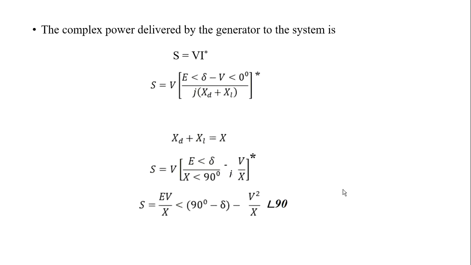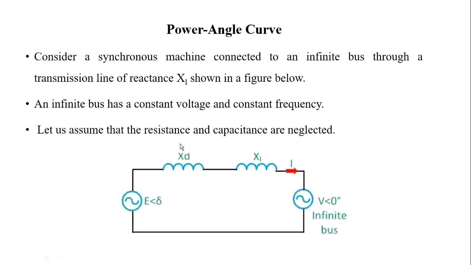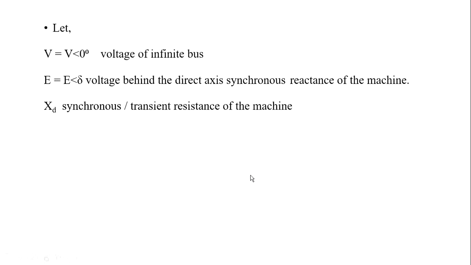Now we have to derive the equation for power transfer. So we know that the complex power S equals V into I conjugate. That is, S equals V into I. What is I from the figure? It is clear that the current I flowing through the circuit will be equal to E angle delta minus V angle 0 divided by j(XD plus X1). Current I equals E angle delta minus V angle 0 divided by j(XD plus X1).